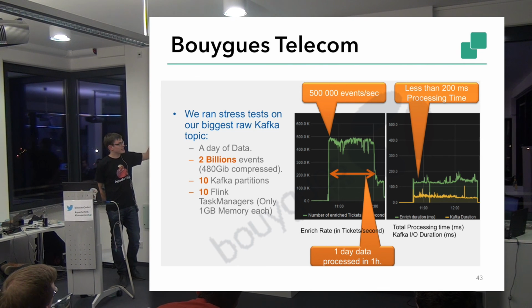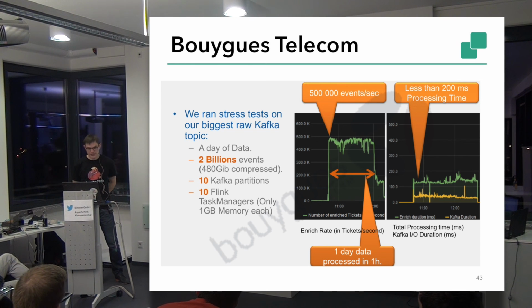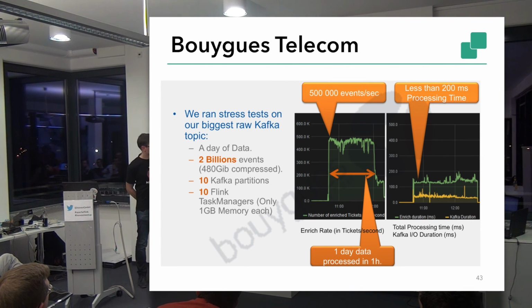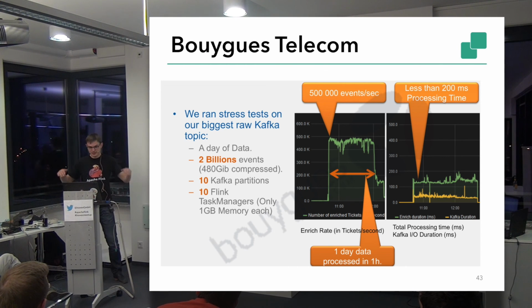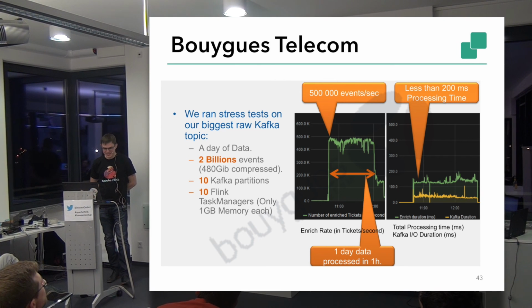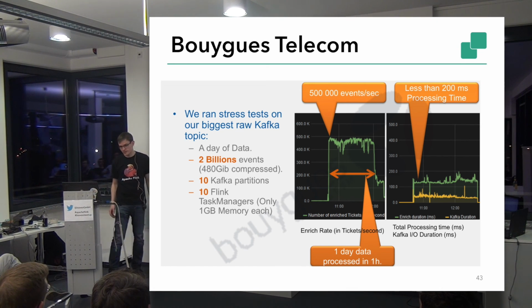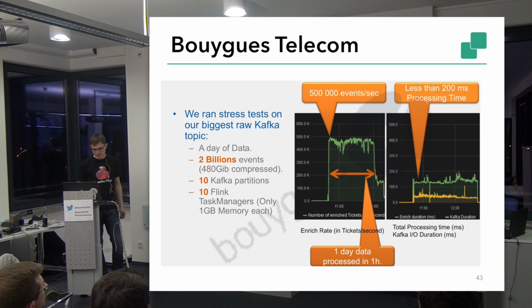And what they did, they just told Flink, okay, just take this entire topic and read everything. And this topic contains the data of 1 day, and Flink was able to process it in 1 hour. So they have a lot of room to grow for their use case. And they also looked at the latency, so the end-to-end latency from when the events are produced in the network equipment until it ends up in the index. And the end-to-end latency was less than 200 milliseconds. So they're pretty excited about Flink.